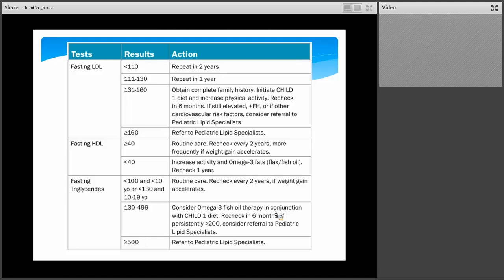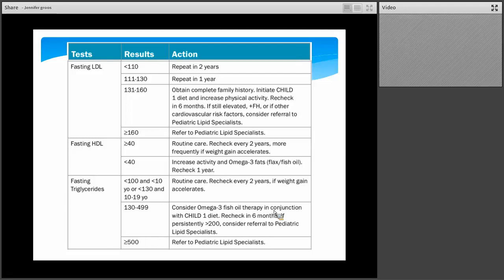And if it's persistently over 200, considering referral to the pediatric lipid specialist, and if it's over 500, definitely considering that referral to the pediatric lipid specialist. And we know lipids are impacted not only by BMI, but also importantly by genetics and family history, so I'm making sure we're cognizant of that.